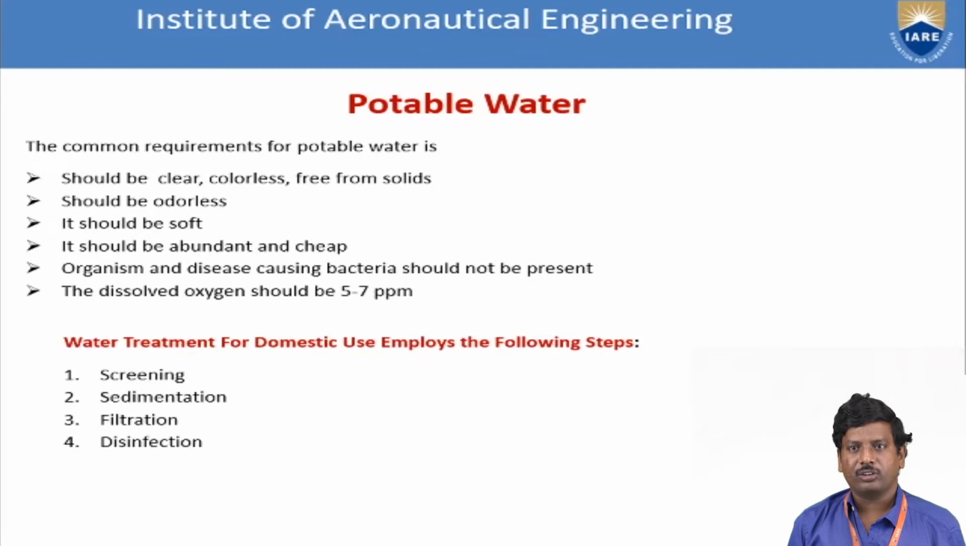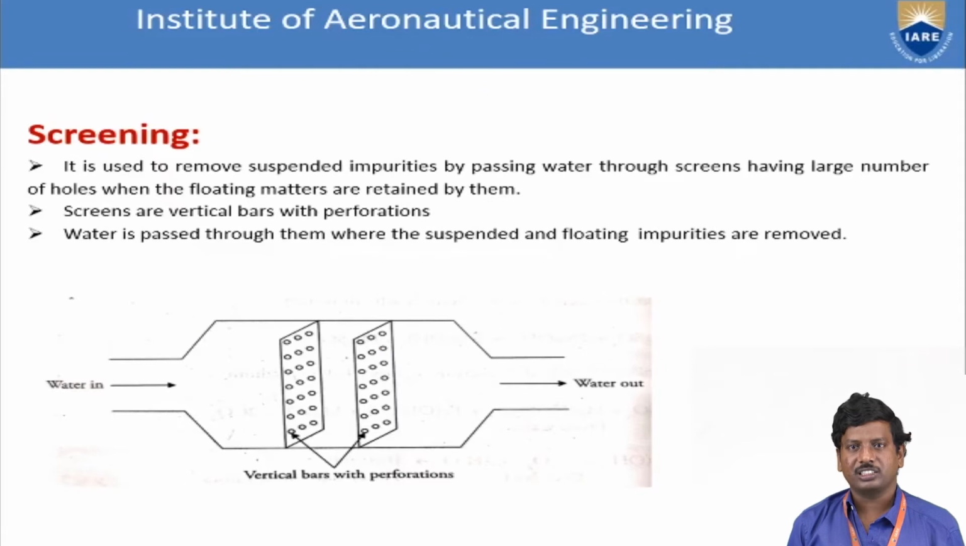Water treatment for domestic use employs the following steps. There are mainly 4 steps, that is screening, sedimentation, filtration and disinfection. First one is screening. It is used to remove the suspended impurities by passing water through screens having a large number of perforations, where floating matter is retained. They are vertical bars with perforations. Water is passed through them, where the suspended and floating impurities are removed.